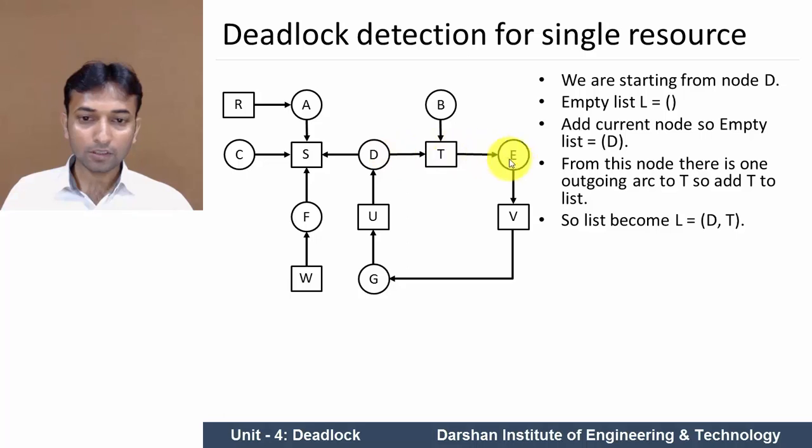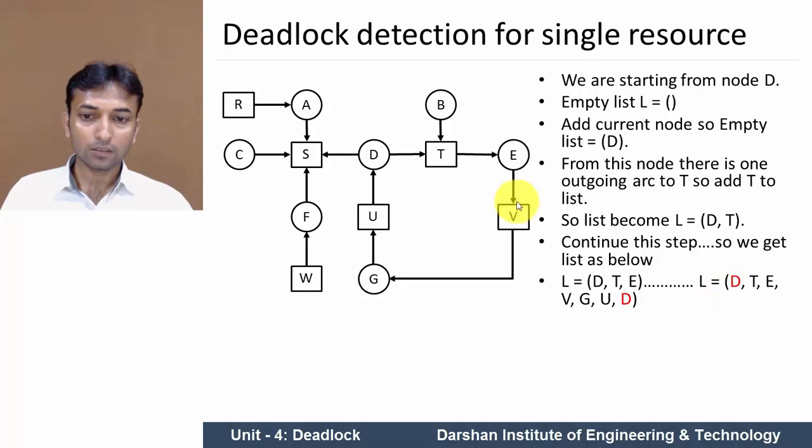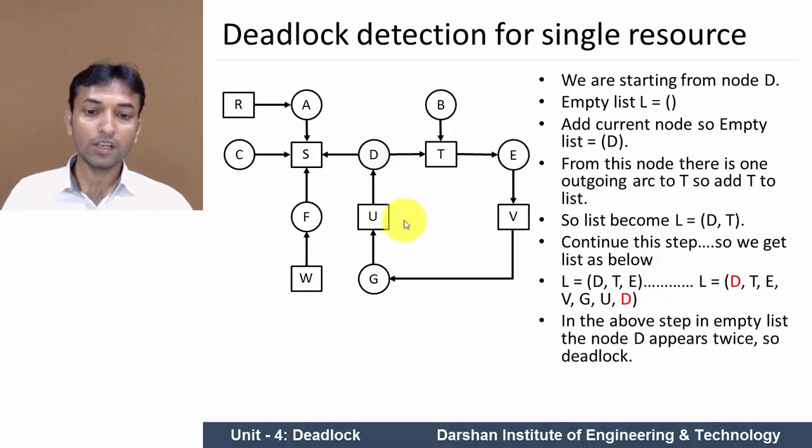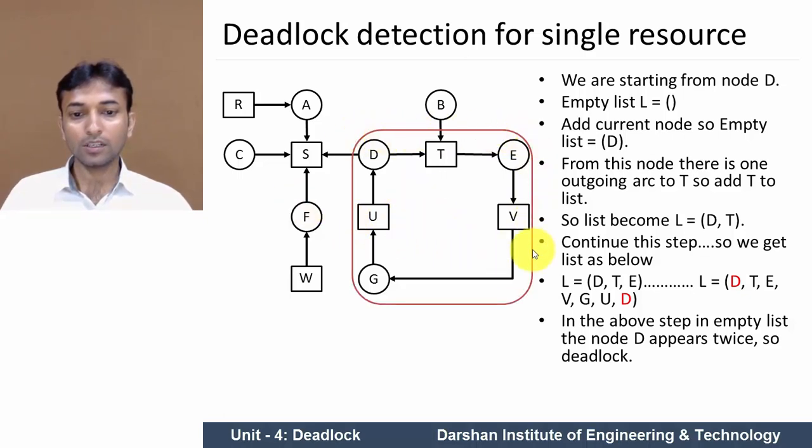So after reaching here, our list becomes D, then after outgoing T, so T. Then T to E, so E. Then E to V, so V. Then V to G, so G. G to U, so U. And U to D, so D. Now check this list: there is one repeated node, that is D. So a circular chain is created, and here deadlock is detected. In this portion there is a deadlock.